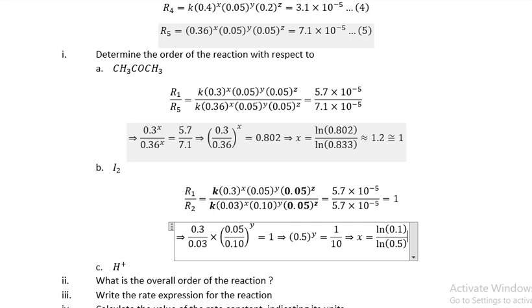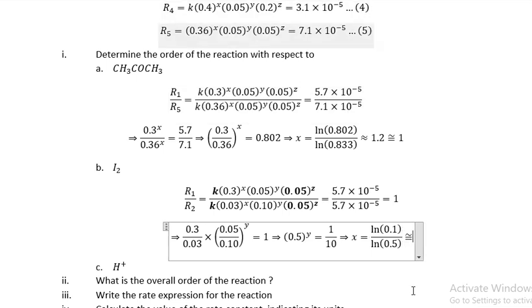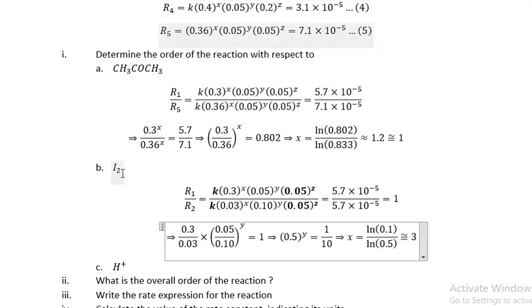Then we now approximate our value. So let me try to do it. The ln of 0.1 divided by the ln of 0.5. We have an approximate value of 3.32. So since it's 3.32, we are going to round down to 3. Okay, we are going to round down to 3. So we have 3, which means that the order with respect to iodine is third order.